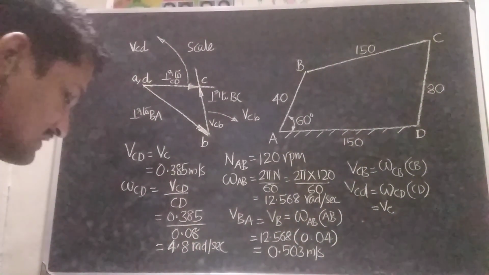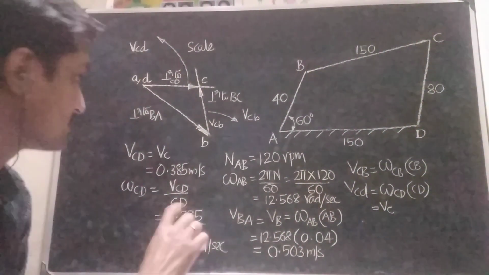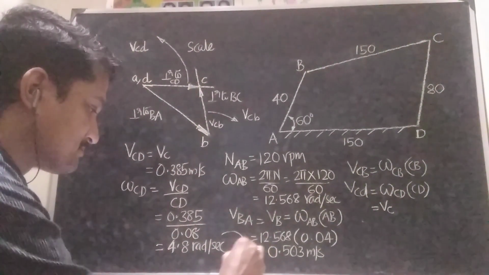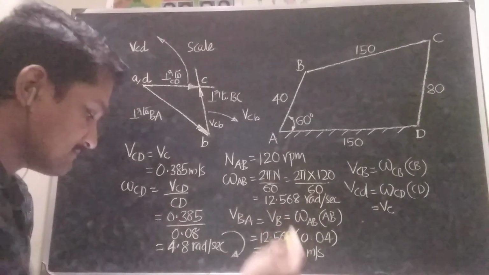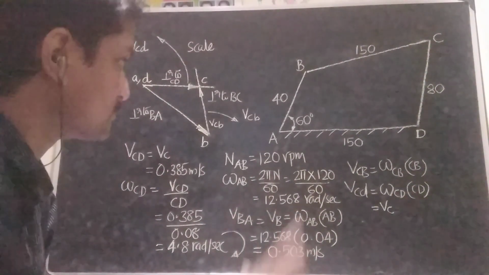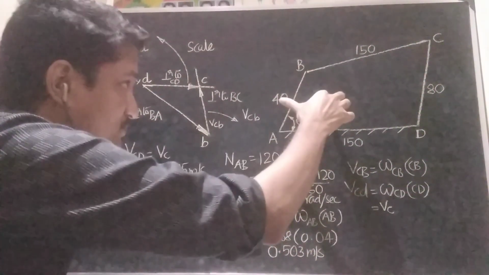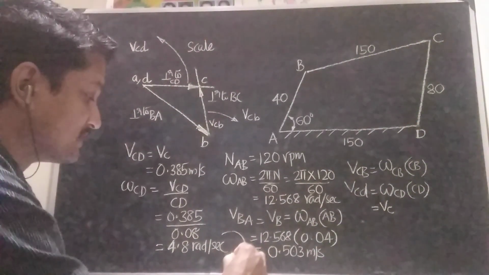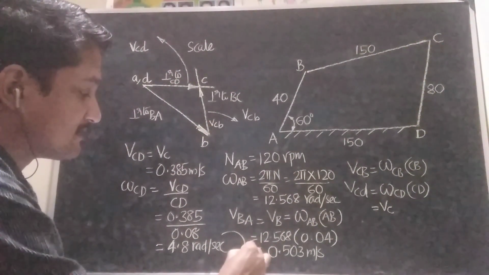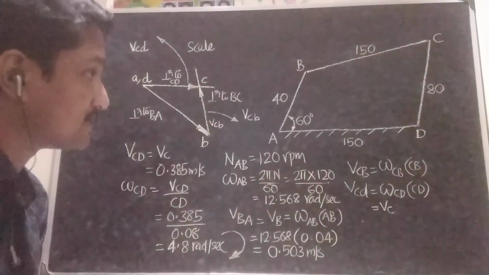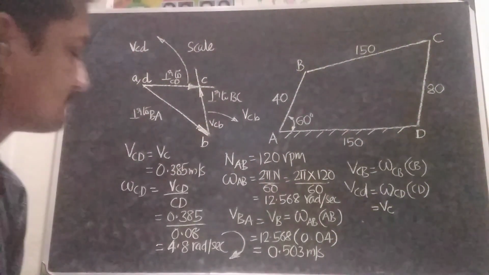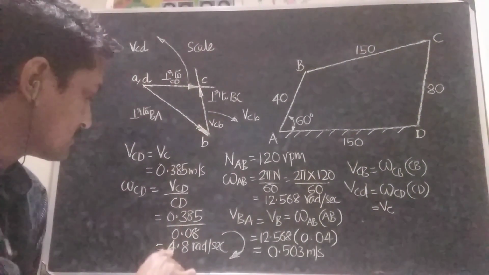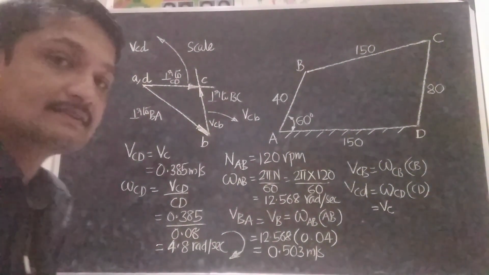4.8 radian per second. That is our final answer, and that must be in clockwise direction about D. If this link rotates in clockwise direction, then this particular link must rotate in clockwise direction, and that rotation must be about this particular point D. That is the final answer: omega CD is equal to 4.8 radian per second.